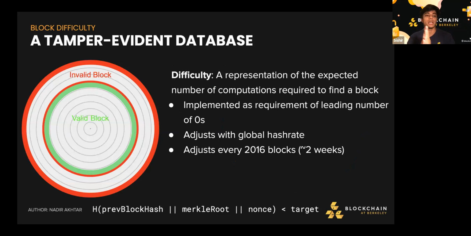And then real quick, the way Bitcoin difficulty is decided is, I think it adjusts about every 2 weeks, which is around every 2016 blocks.